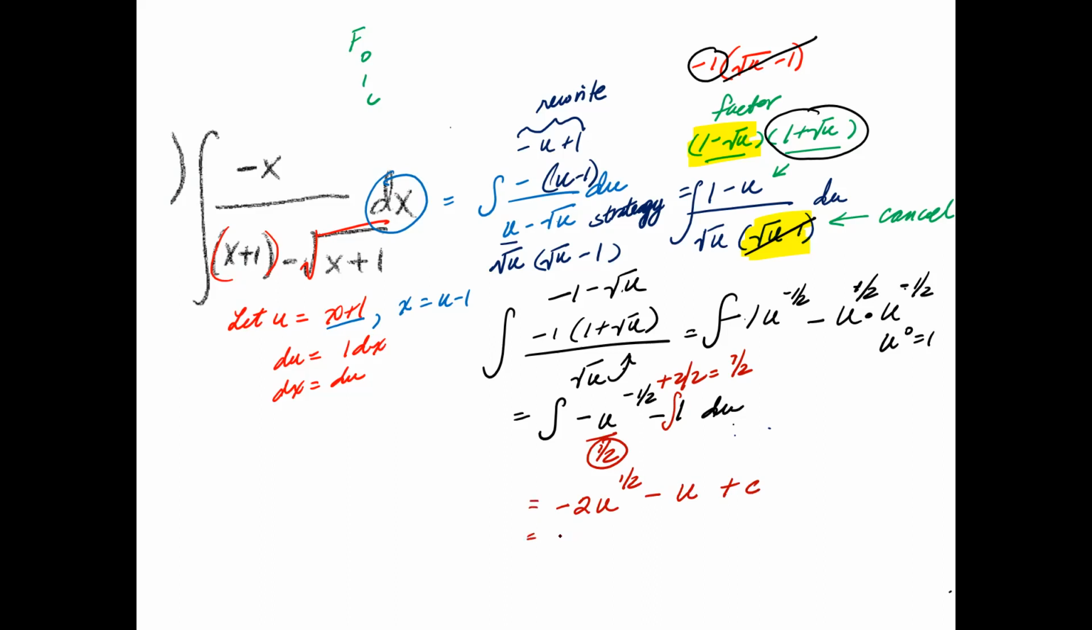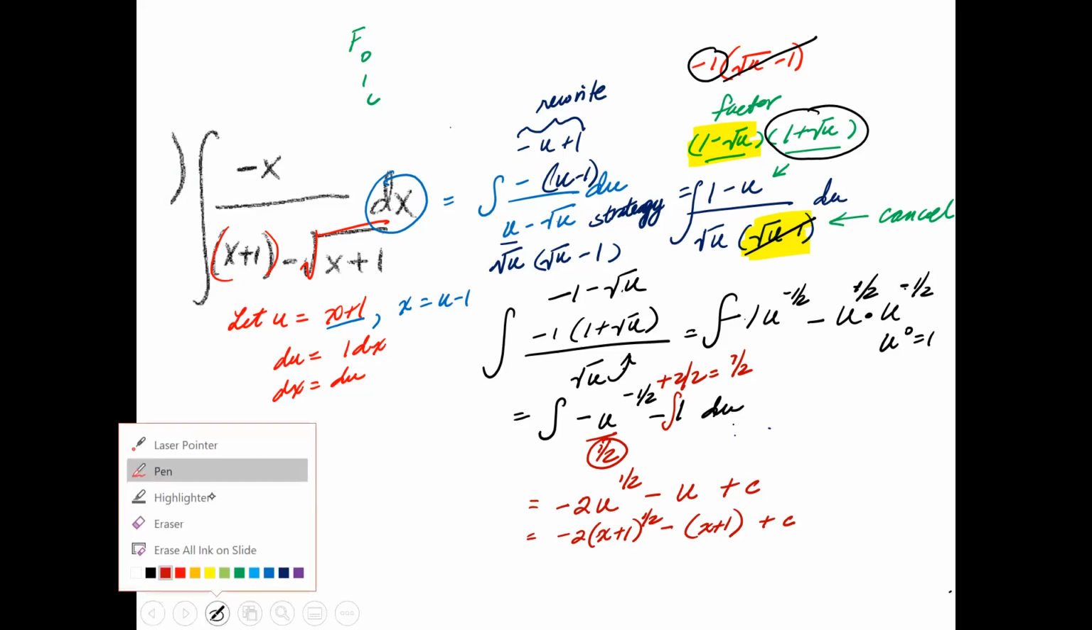Now you want to rewrite everything back with the substitution. Your substitution was x plus 1 to the 1/2 minus x plus 1 plus c. And you can just go ahead and leave it as that. And this will be your answer.